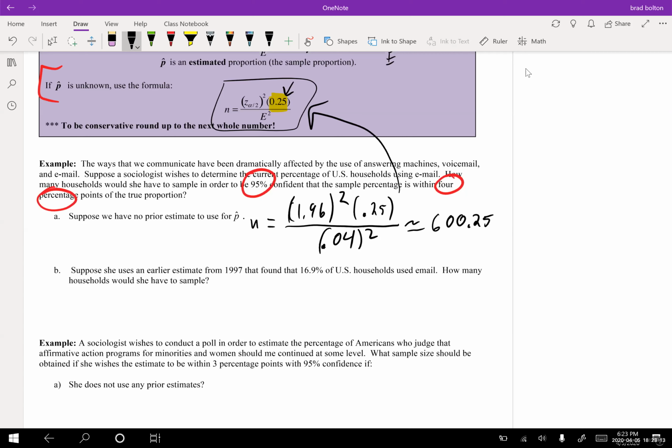And that means that we have to have this number of households. So if I take 600 households, is that technically enough? No, it's not, because it says you actually need 600.25, another quarter of a household. Well, you can't actually take a quarter of a household. So just to be safe, what we're going to do is we're going to round up. You know what? I'll write it down here. We're going to round up to 601 households.